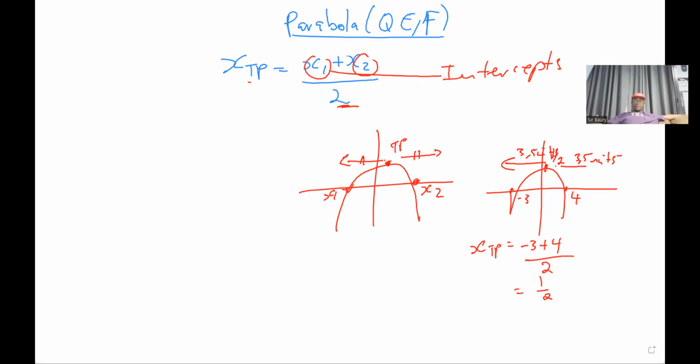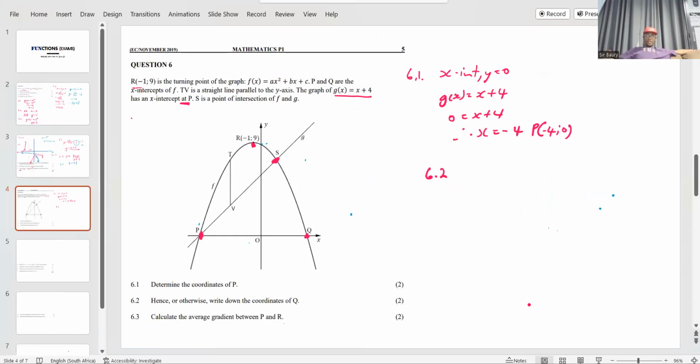Going back to the question, you have 6.2. The distance from the turning point, x value -1, going to here, which is -4, is 3 units. So this is also going to be 3 units this side. So I just add 3 to get the x coordinate of Q, because I know that y is 0. So -1 plus 3 units gives me 2. So my coordinates for Q are (2; 0).